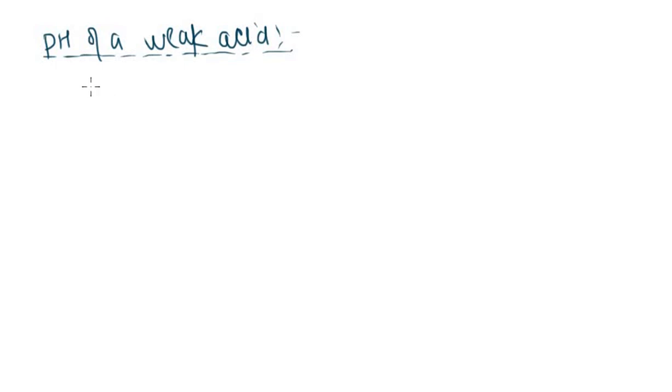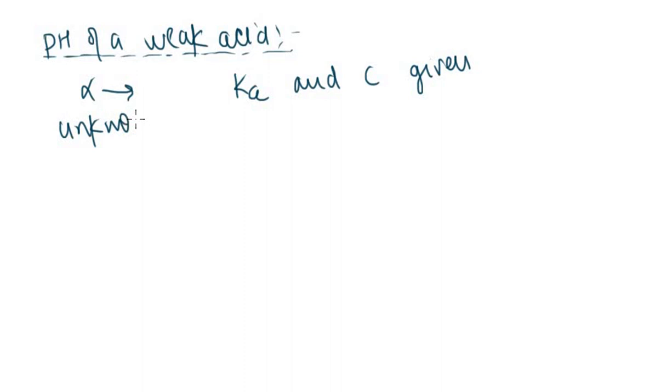Now here we're gonna talk about the pH of a weak acid. So how do we calculate the pH of a weak acid? Whenever we have a weak acid, there must be some degree of dissociation alpha, and there must be Ka that we have seen earlier, and concentration should also be given. That Ka and C should be given and alpha should be unknown. We do not know what alpha is.